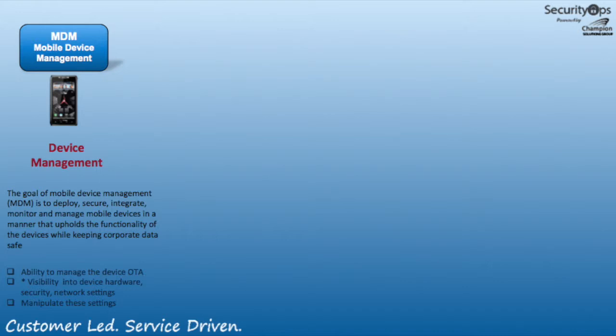Some of the key features in mobile device management that any vendor should be able to support is the ability to manage the device over the air, meaning from a cell tower network, not just over wireless. Being able to have visibility into the device's hardware, the software, security and network settings, and of course the ability to manipulate these settings according to company policy.